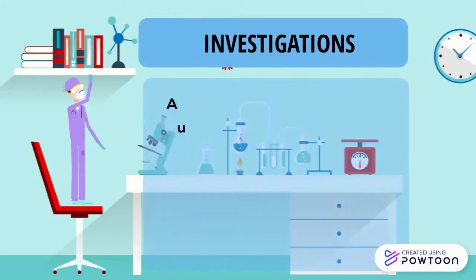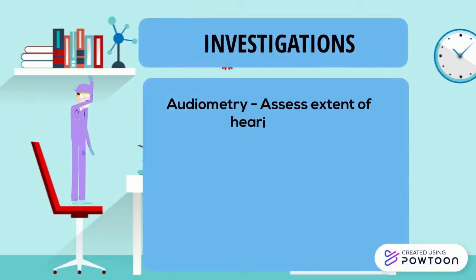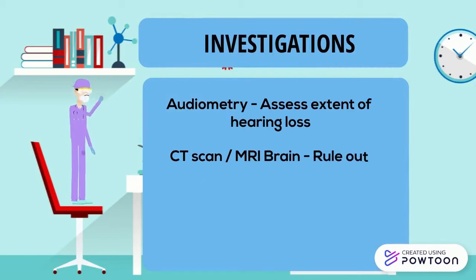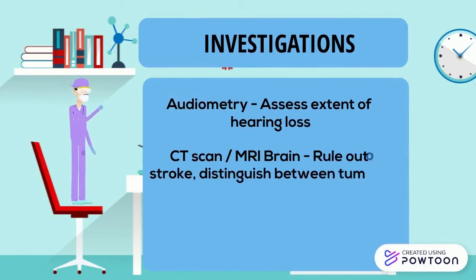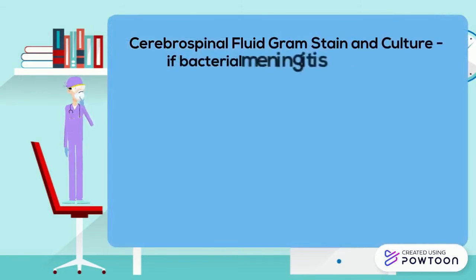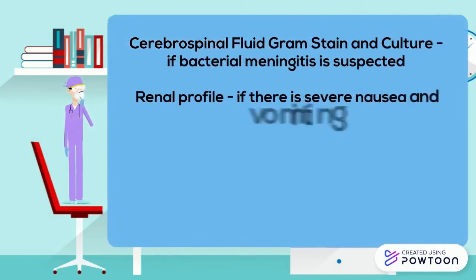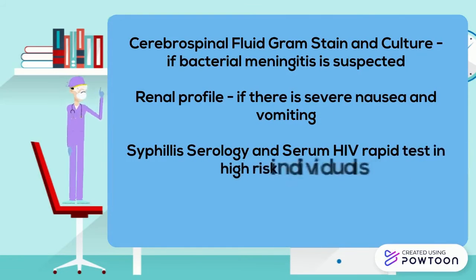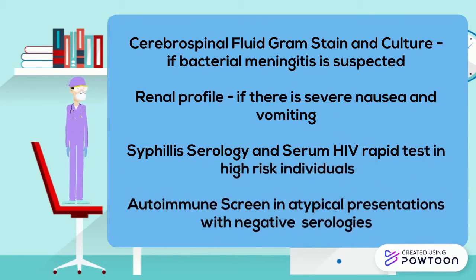Here are the investigations that can be carried out. First one is an audiometry to assess the extent of the hearing loss. The imaging of the brain is to rule out stroke and distinguish between a tumor and an infection, as well as vestibular testing. If bacterial meningitis is suspected, a lumbar puncture can be done, and if there is severe nausea and vomiting, a renal profile can be done, and a syphilis serology and HIV rapid test can be done in high-risk individuals, as well as an autoimmune screening.